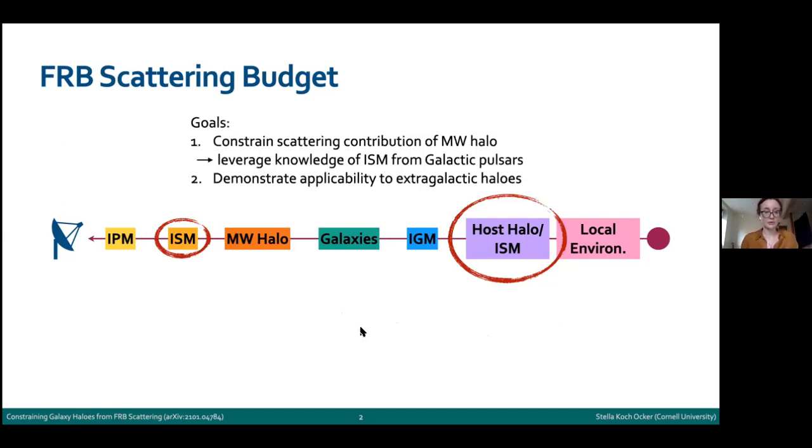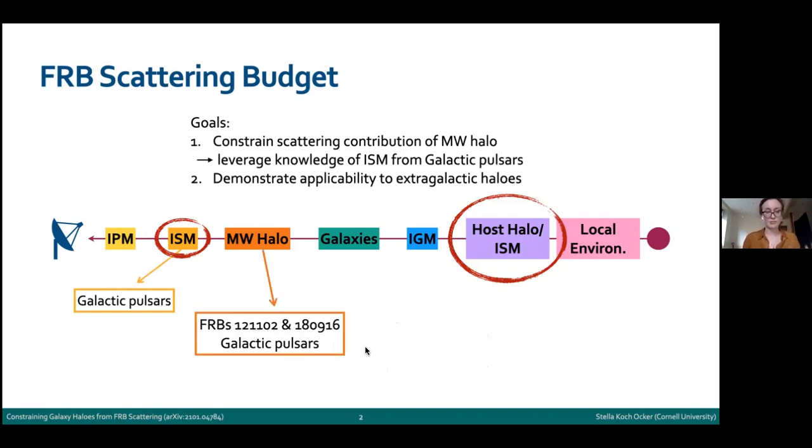So our main goal was to first constrain the scattering contribution of the Milky Way halo. And to do this, we really need to leverage our knowledge of the galactic ISM and its scattering contribution using the pulsar population. And then using that knowledge in tandem with scattering observations of two FRBs, 121102 and 180916, to place a constraint on the amount of scattering from the galactic halo. And I'll motivate why we use these two FRBs later on.